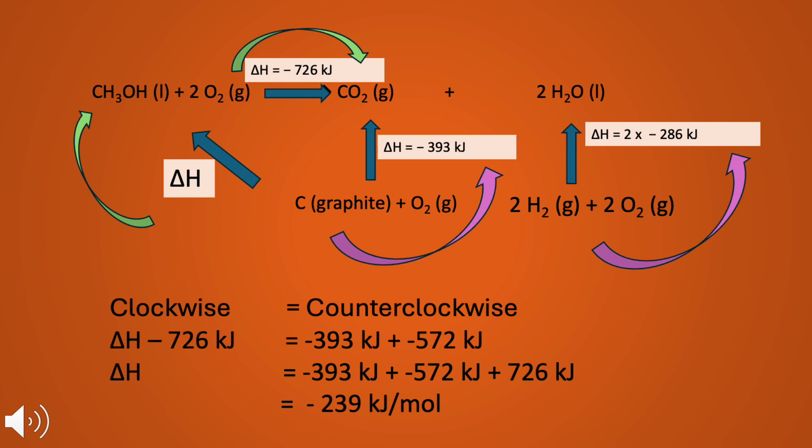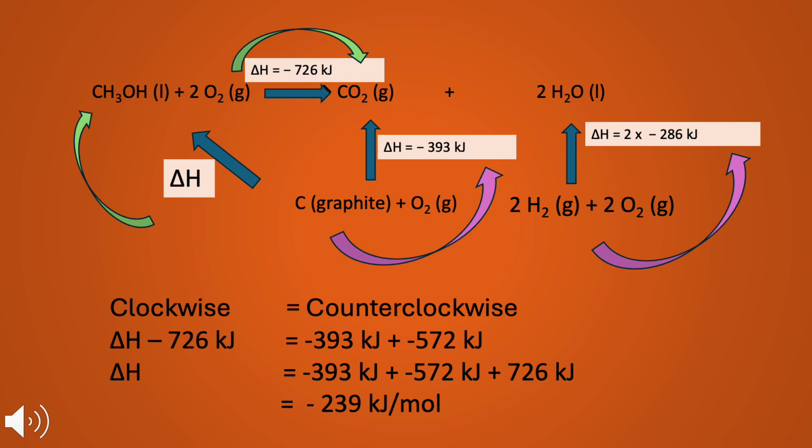Common mistakes: incorrect stoichiometry, especially oxygen fractions. Forgetting to flip the sign when reversing a reaction. Ignoring physical states. ΔH° depends on liquid, gas, and solid states when you do the calculation.